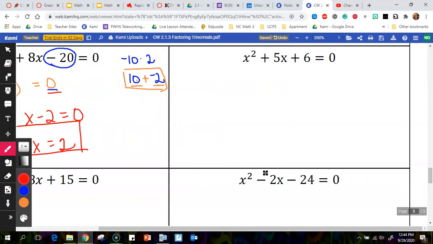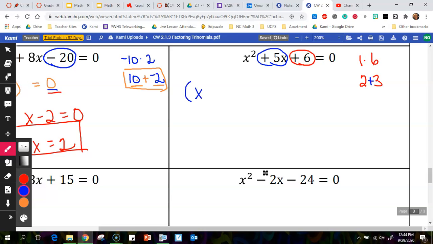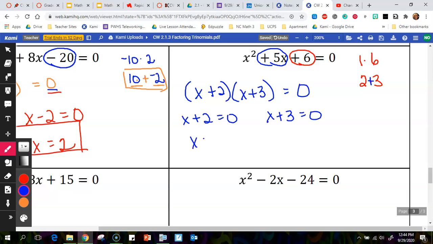All right, let's try another one. Okay, so I've got a 6 and a +5. I need something that when I multiply it together, I get 6, and then when I add it, I get 5. Well, 1 plus 6 is not 5, but 2 plus 3 is 5. So then my binomials are x plus 2 and x plus 3, and it still equals 0. So then I set each of those equal to 0. X equals -2 and x equals -3.